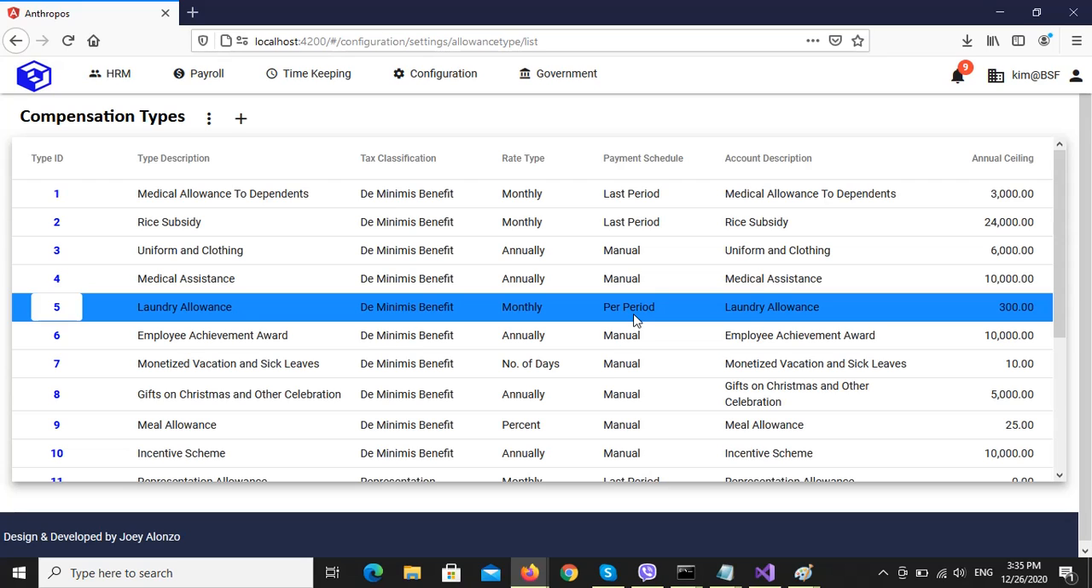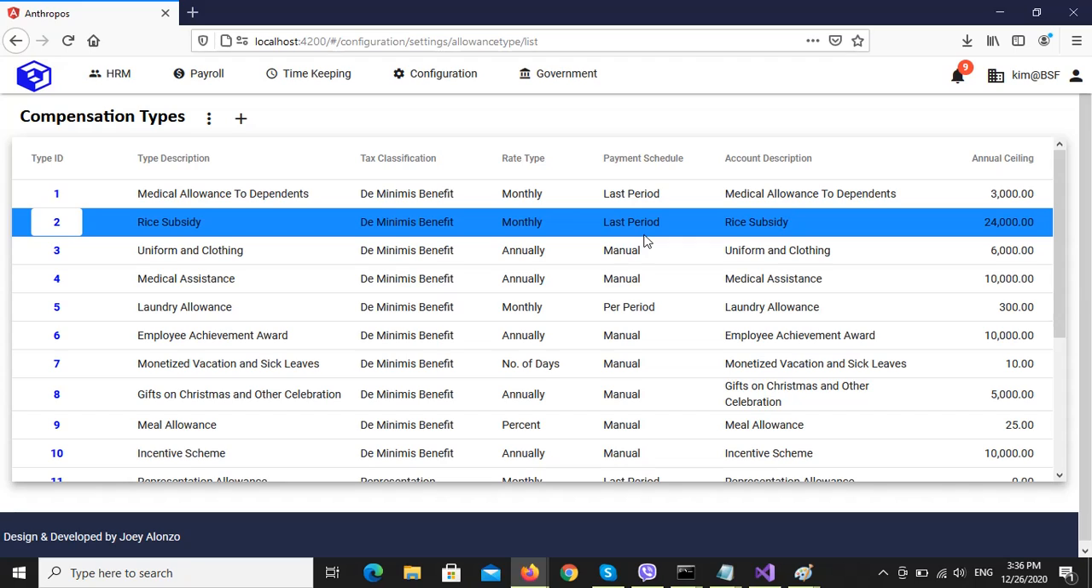That's for sure because it is every period. But if it is last period, so if it is a first period, it will not be included. It will only be included if the payroll is on the last period. So we're talking about here the period number. So for semi-monthly, we have 2 periods. For weekly, we have 4 periods. So if it is on the last period, then it will be included. But if it is not, then it will not be included.